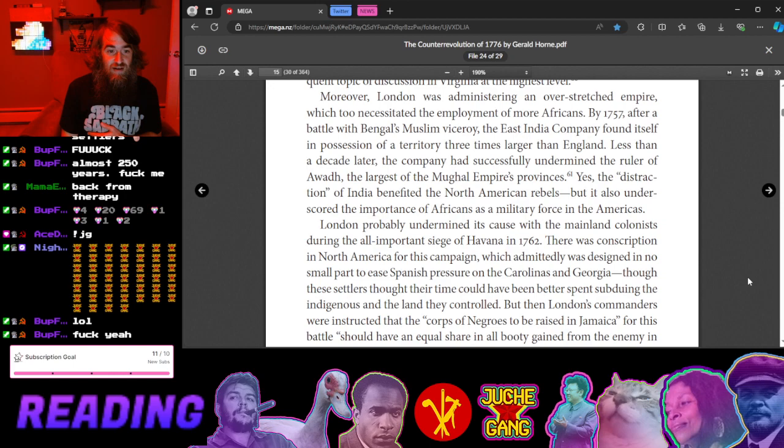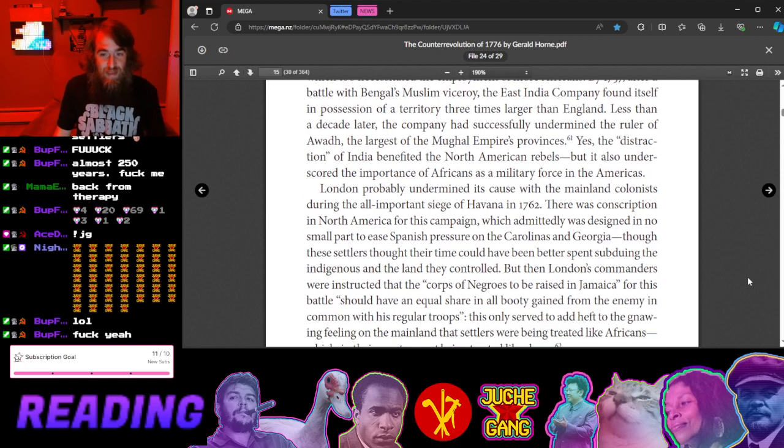Less than a decade later, the company had successfully undermined the ruler of Oudh, the largest of the Mughal empire's provinces. Yet the distraction of India benefited the North American rebels, but it also underscored the importance of Africans as a military force in the Americas.